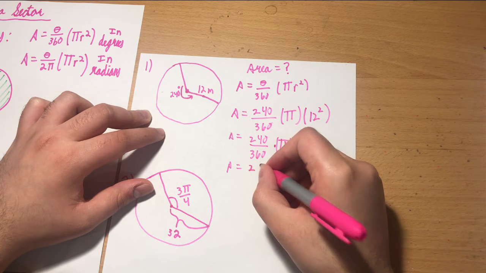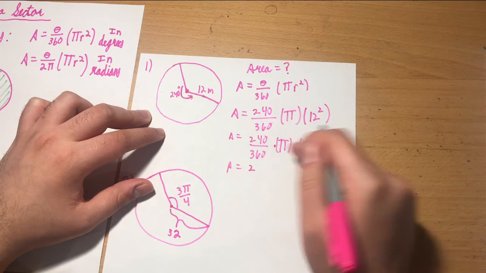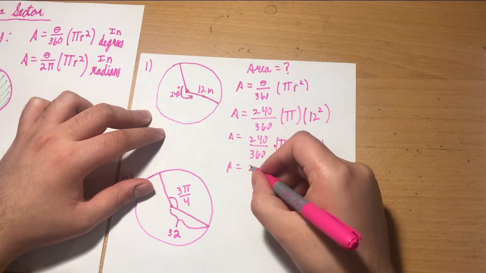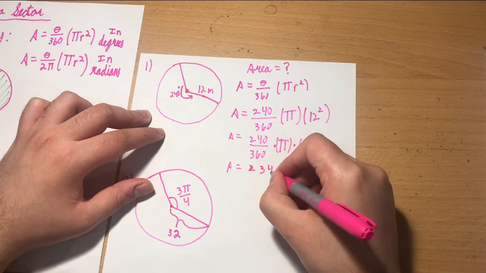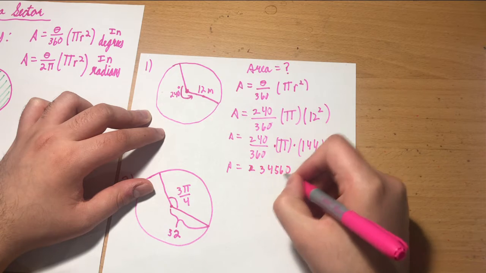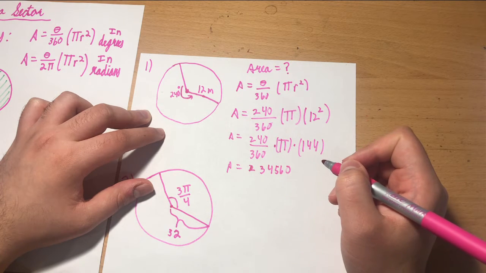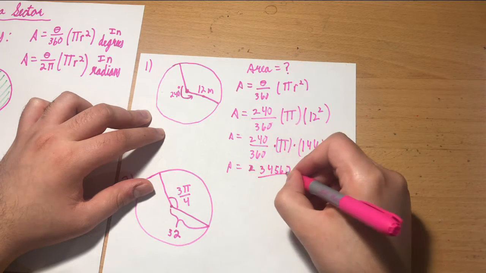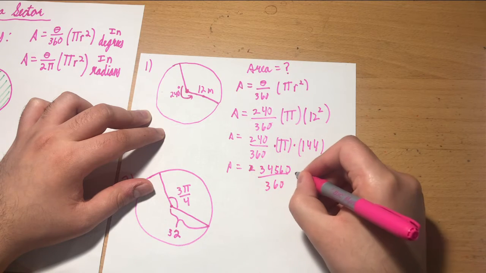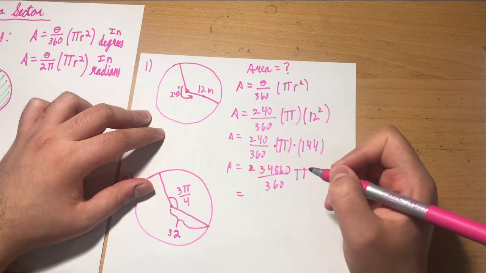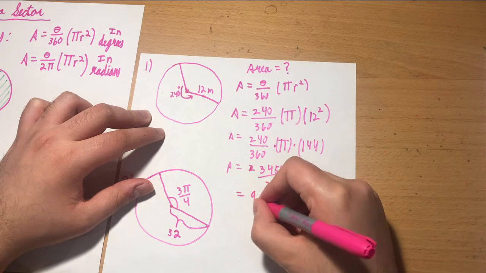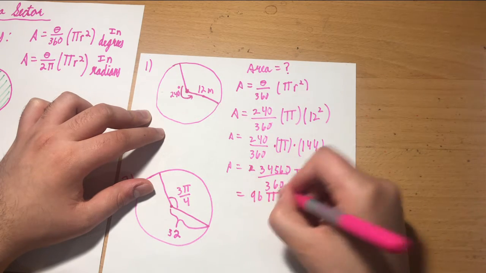And then multiplying this out, you would get area is equal to, sorry, not 240, it would be 240 times 144, which is 34,560. So 34,560 over 360 pi. And then finally, simplifying it down, we get the area is 96 pi.